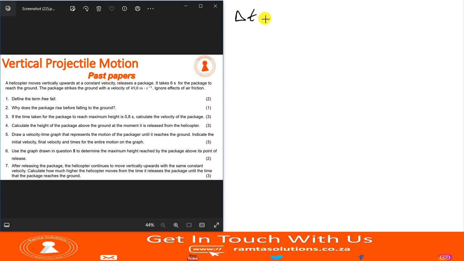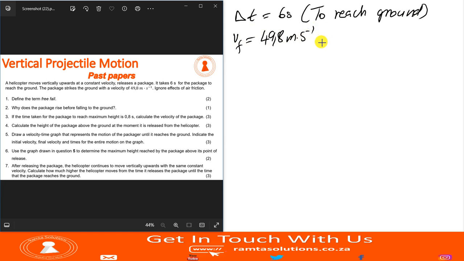So delta t is 6 seconds, to reach the ground from the moment of release. The package strikes the ground with a final velocity of 49.8 meters per second. I'm going to say downwards, because the object was projected vertically upwards, so to strike the ground will be a downwards motion. So 49.8 meters per second downwards.